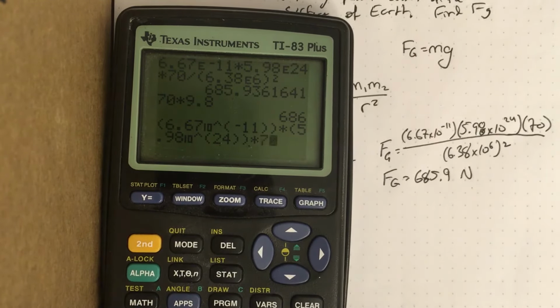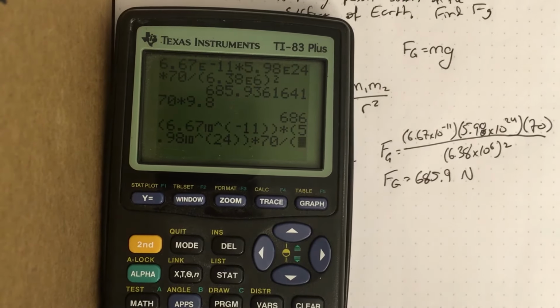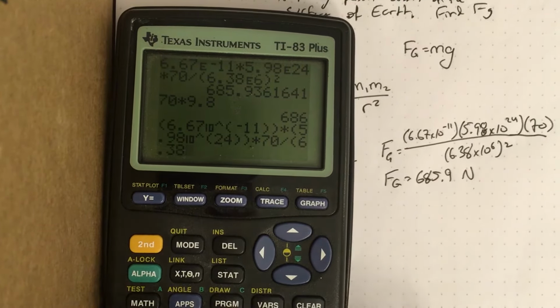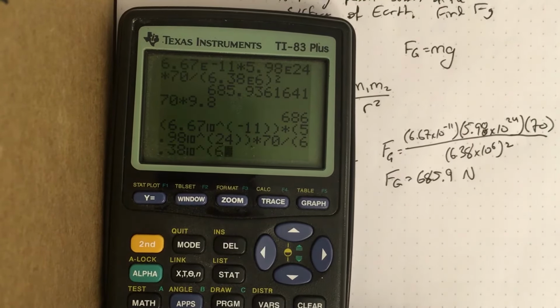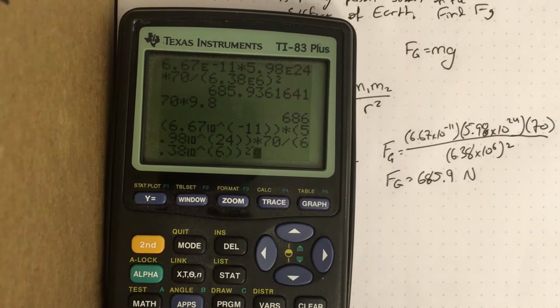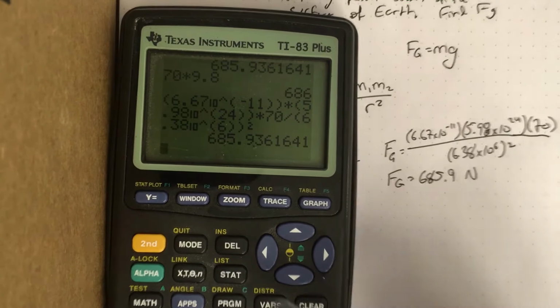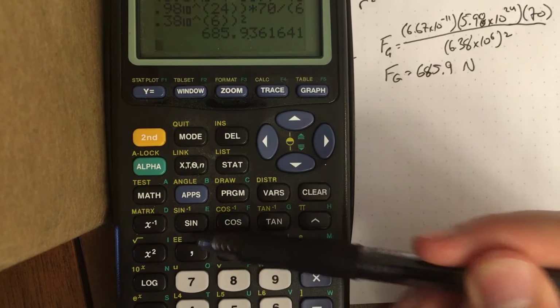Times 70 divided by, and this is where the parentheses are keenly important, because if you forget to put the parentheses after divided by, your calculator chokes up. So 6.38 times 10 to the 6th. Close both of those, squared, and I get the same answer. So your calculator will have one of these two buttons on it. It might have both like mine does, but it should have one of these two buttons.